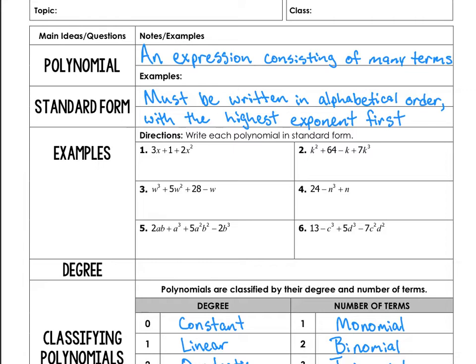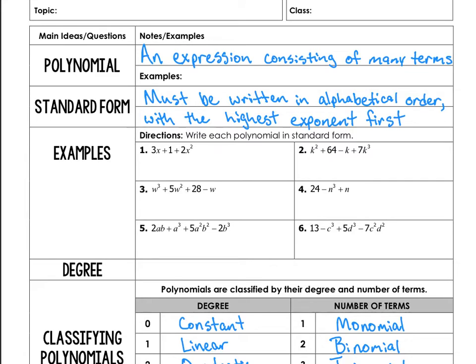Well, a polynomial is really an expression consisting of many terms. Now, you have to remember what an expression is. An expression can have variables, constants, or a mix of variables with constants. It really depends on what we're trying to find. More times than not, when we talk about polynomials, it's either going to be about arranging them or trying to simplify addition or subtraction, as we'll be seeing today.